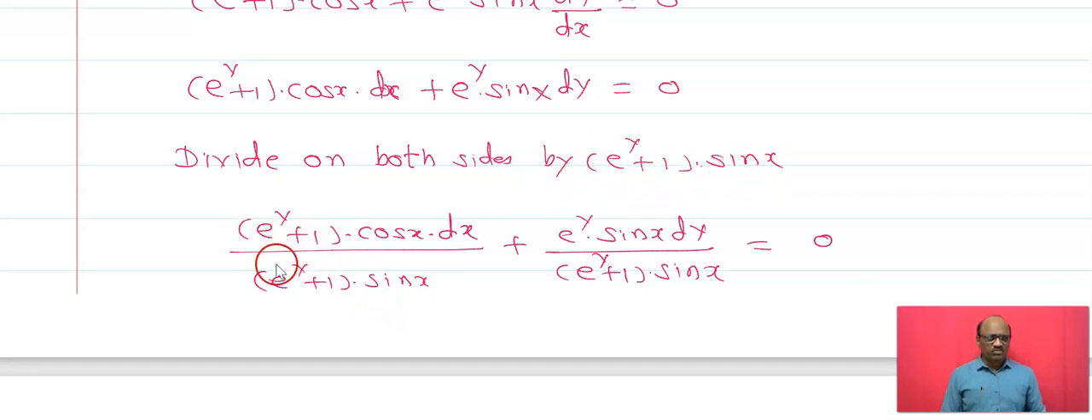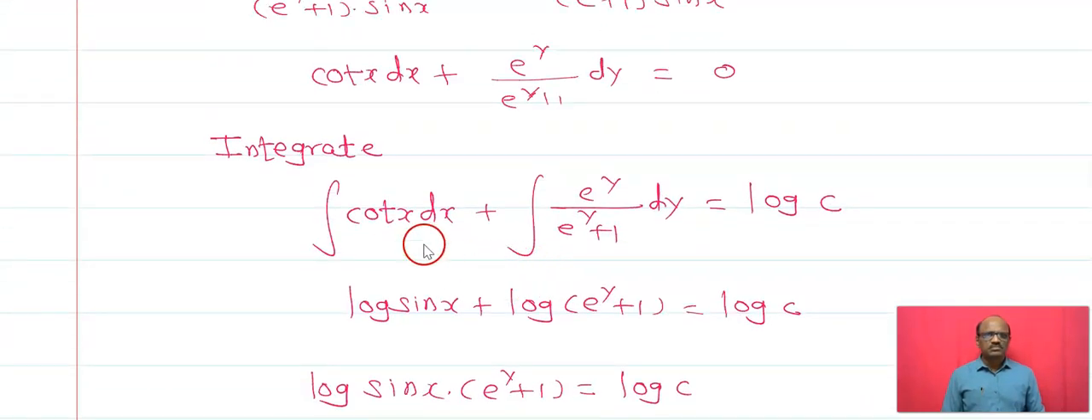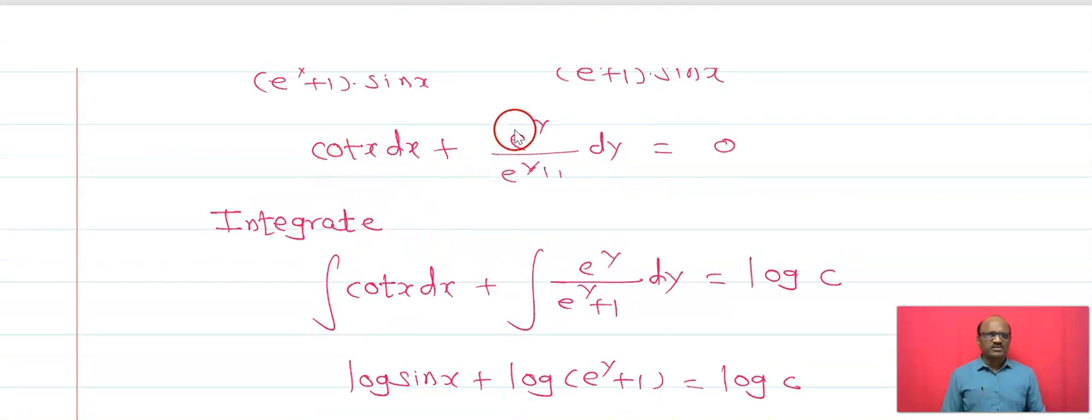That is e raised to y plus 1 into cos x into dx upon e raised to y plus 1 into sin x plus e raised to y into sin x into dy upon e raised to y plus 1 into sin x, that's equal to 0. Therefore, e raised to y plus 1 on both sides gets cancelled. Cos x upon sin x will be cot x. And in this case, sin x gets cancelled, leaving e raised to y upon e raised to y plus 1. Now here is cot x into dx plus e raised to y upon e raised to y plus 1 into dy, that's equal to 0.